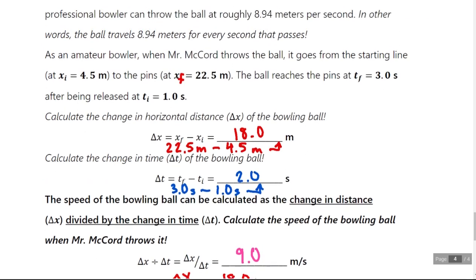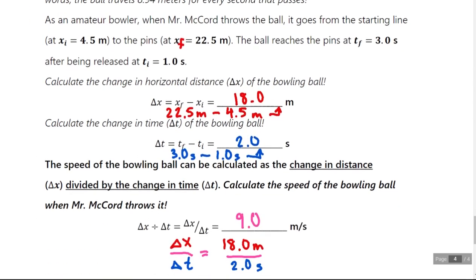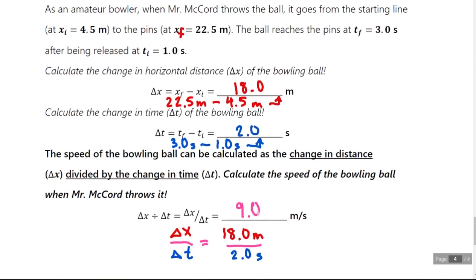Now, if you compare that to the professional bowler speed of 8.94 meters per second, you can probably tell I'm embellishing this a little bit. I definitely cannot throw the ball this fast, but who knows? Maybe someday I'll be a professional bowler. Not likely, but I can always dream.